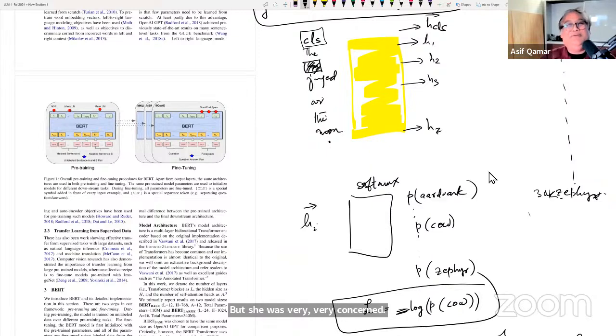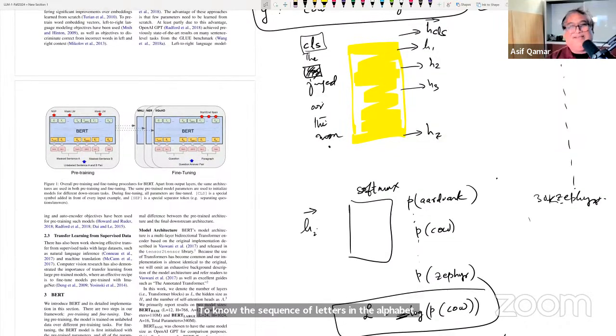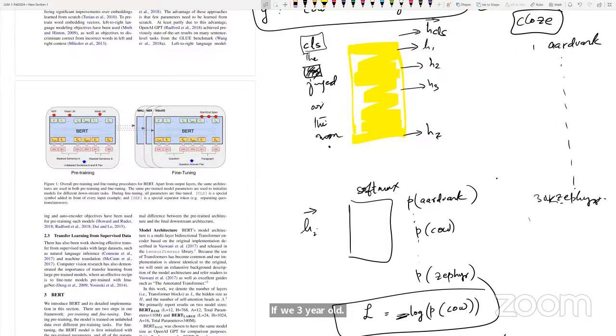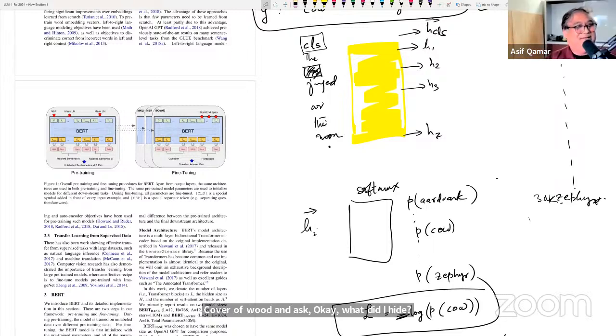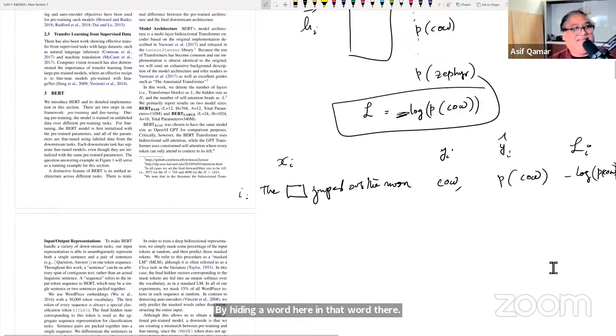Then what she would do is put the letters there, cover one of them, and ask me, what is there in the sequence? Which letter did I hide? And then I had to guess. She thought she was teaching me to know the sequence of letters in the alphabet. And this is exactly the same game. What my daughter discovered as a 3-year-old is exactly this trick: cover a word and ask, what did I hide? In her case, it's a letter in the alphabet, not a word, asking me to guess what she hid.